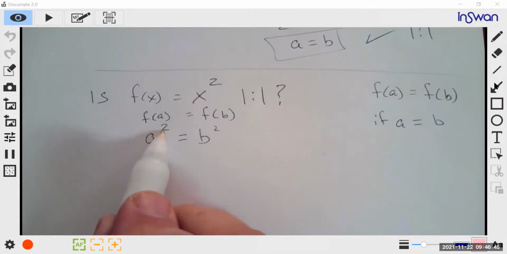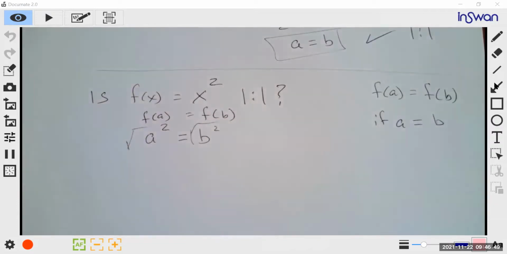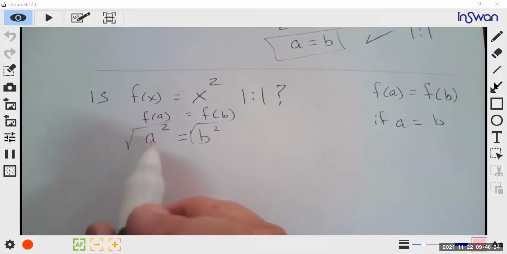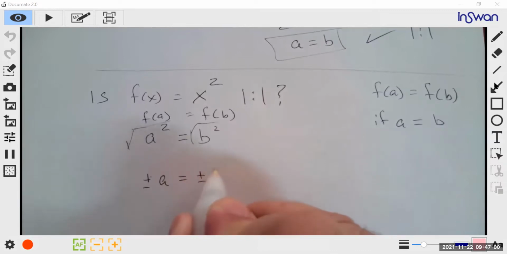Get rid of the square. We have to square root both sides. Whenever you square root something that's squared, you get a plus or minus that answer.